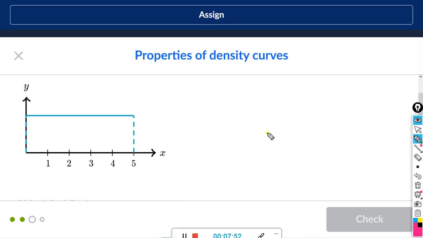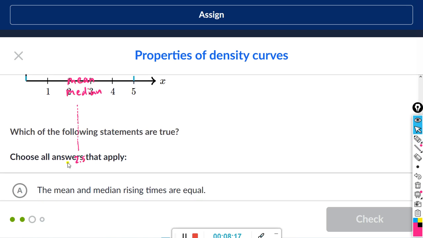Again, because this is basically symmetrical, you can divide it right down the middle, right at the 2.5 mark. So I am pretty confident that the mean and the median are both right down the middle. So I am going to say that is true, that they are equal.